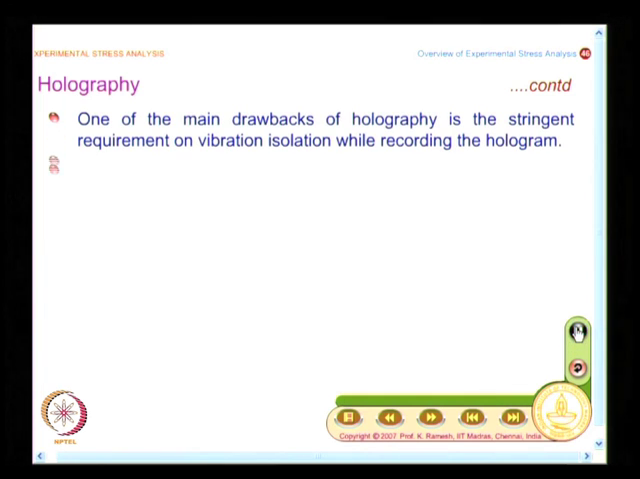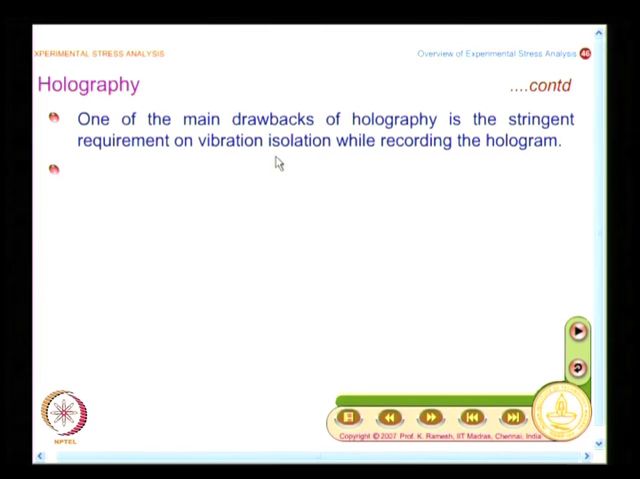And what is the restriction in holography? Holography demands vibration isolation. So, we will have to have a look at what is the optics that I use and why it dictates vibration isolation. If you just look at how a double exposure hologram is made, you will be able to appreciate why in holography we talk of vibration isolation. We have never spoken about vibration isolation in photoelasticity.